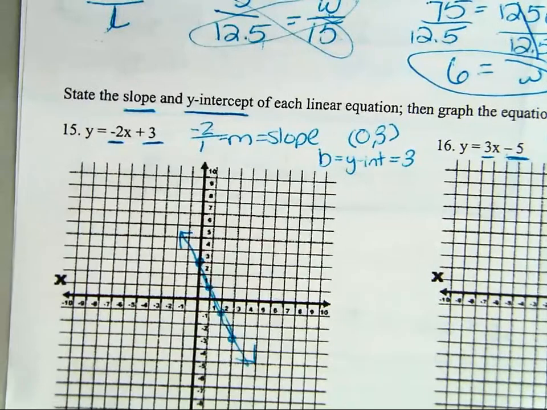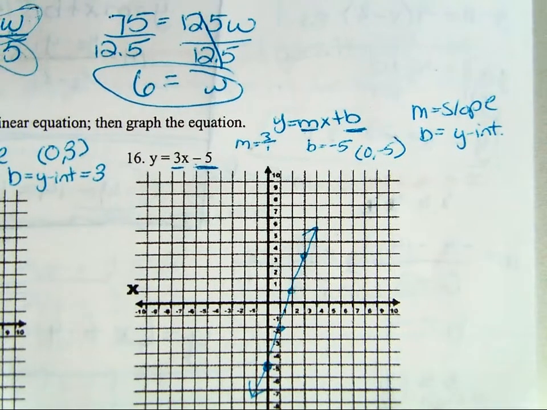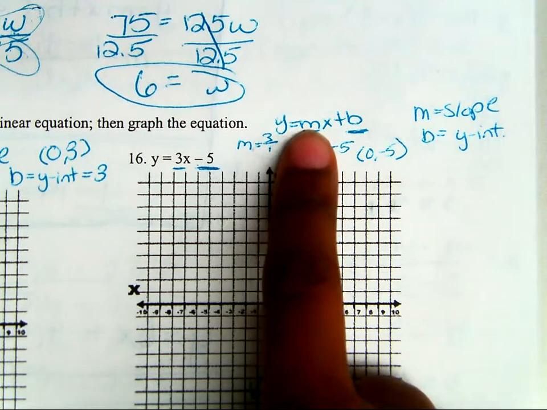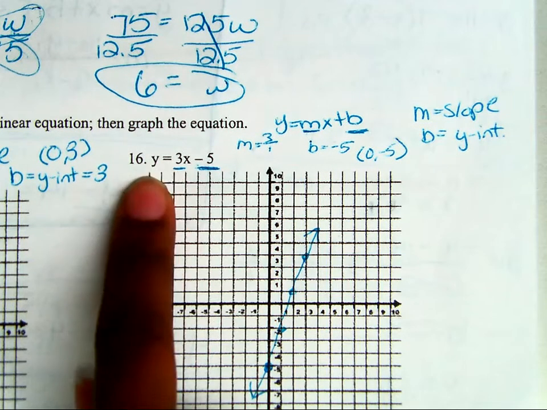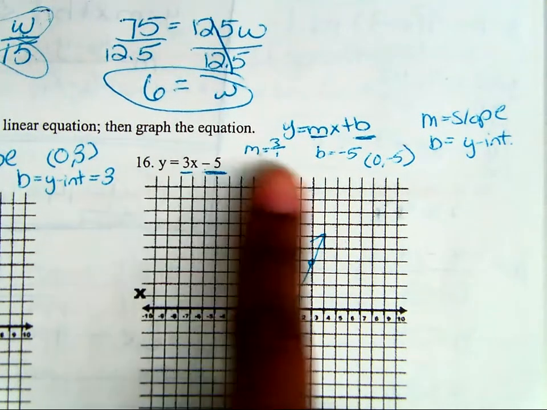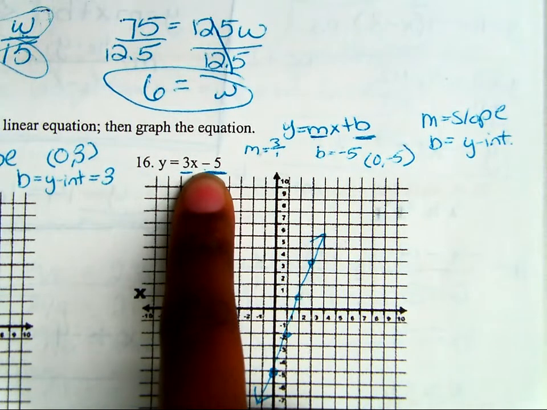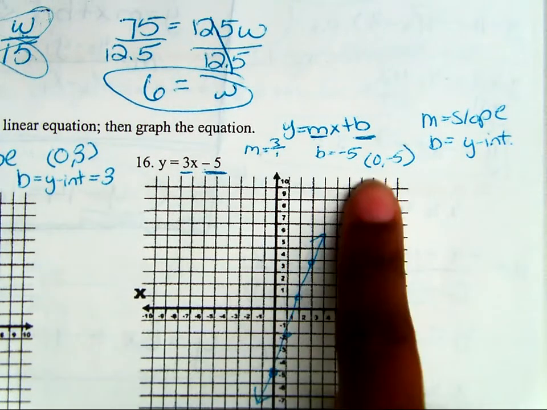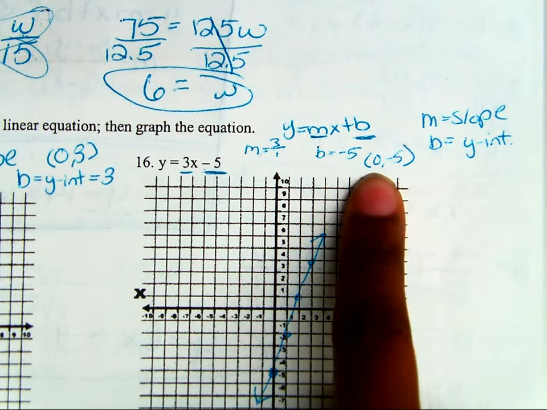You just solved this one. Okay, now let's do this one, using the same slope-intercept formula, y equals mx plus b. I'm going to look at the equation they gave me. Y equals, m is going to be 3, so 3 over 1. X, instead of plus, it's a minus 5. So my b is going to be minus 5. Okay, so that's going to be 0, negative 5.